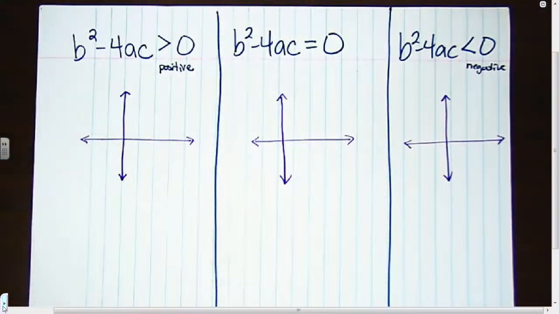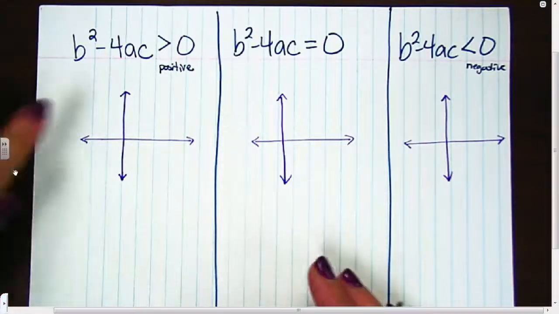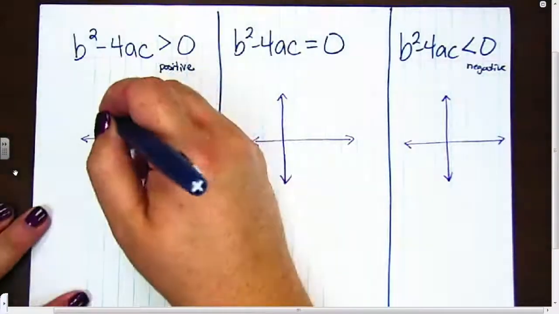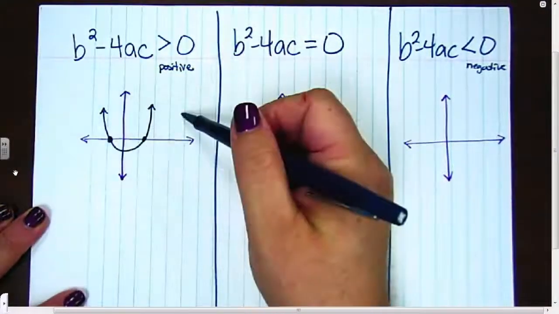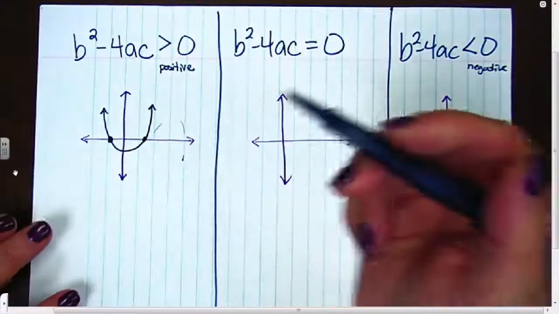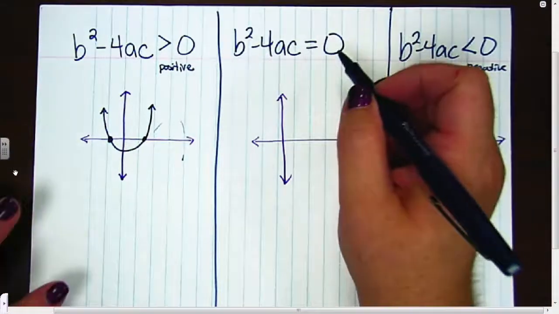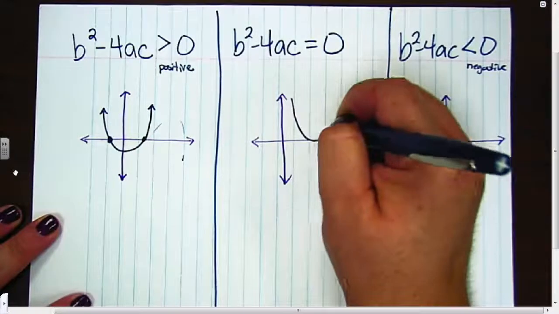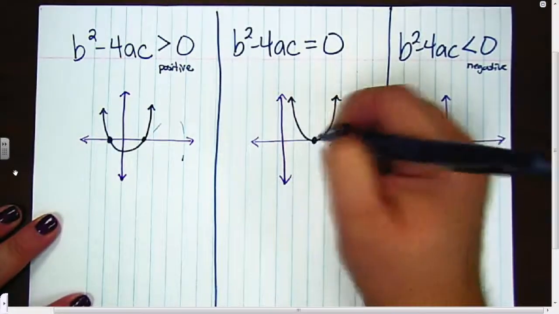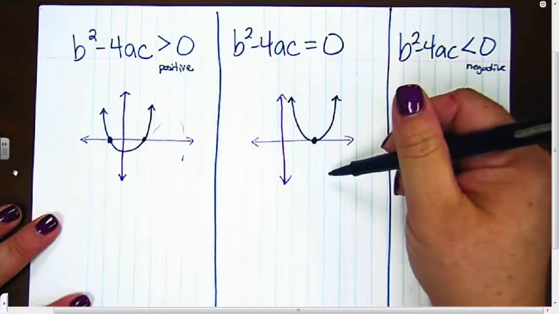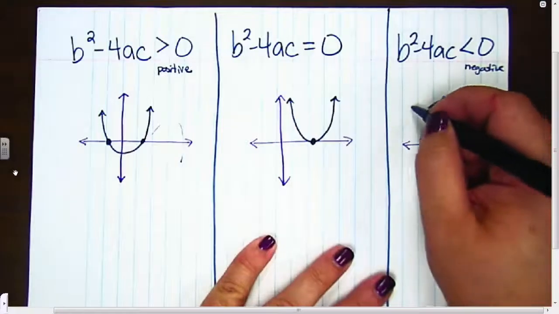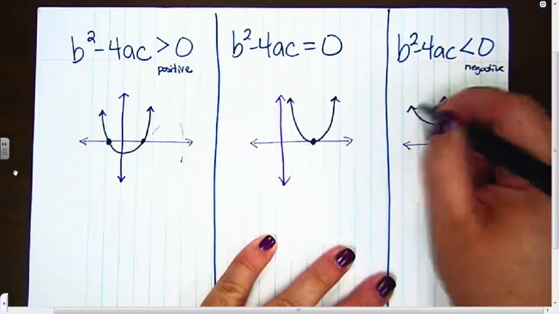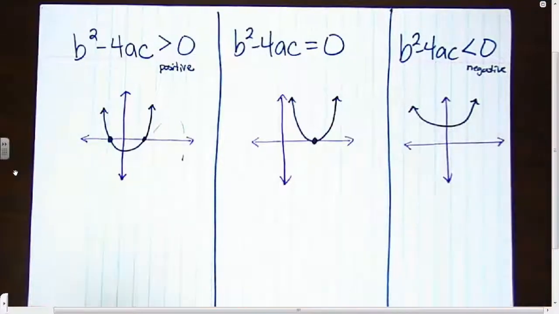Let's take a look at three different examples. Now, I also want to show you what the graph of this will look like. If it's positive, your graph is touching the x-axis at two places. Now, the graph can open up or the graph can open down. When you get the answer where it's equal to 0, your graph is touching the x-axis one time. Again, it can open up or open down. And if you get a negative number for your discriminant, it never crosses the x-axis. Again, it can open up or open down, but it is never crossing the x-axis.